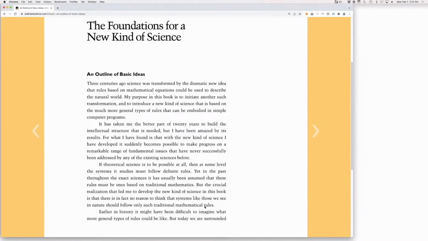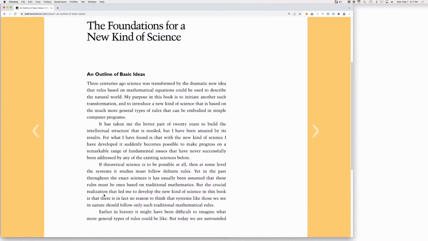So what I go on to talk about here is the idea that one should be able to do theoretical science. It's not obvious that it would work. It's not obvious that the universe would follow definite rules or that anything would follow definite rules. But as soon as you say things follow definite rules, you have sort of the foundation for doing theoretical science. And then the big question is, what kinds of rules?